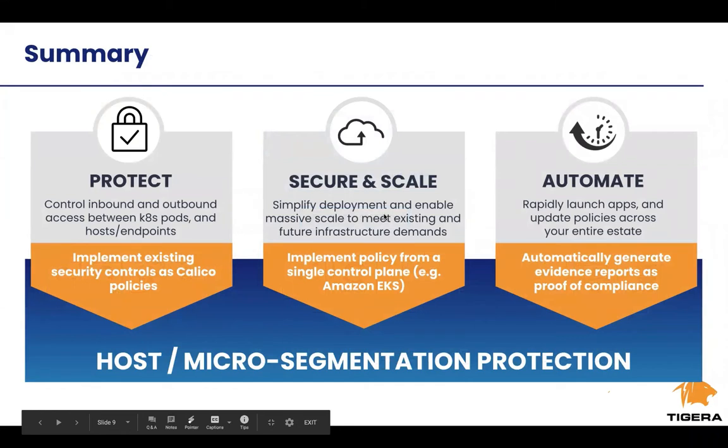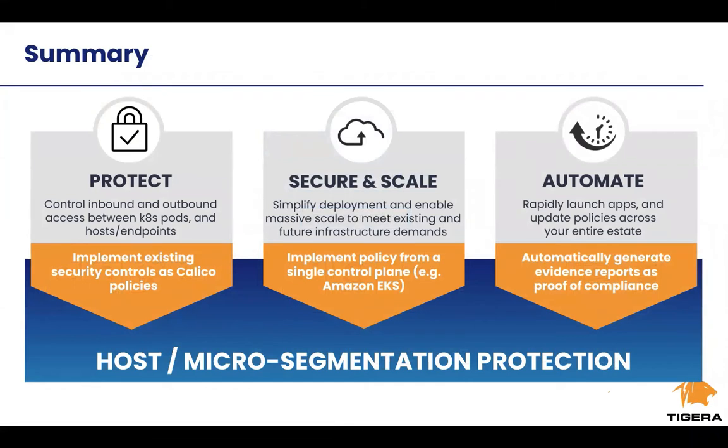So just in summary, Calico host micro-segmentation protection allows you to implement your existing security controls as Calico policies. It implements policy from a single control plane. Today, we're going to be using Amazon EKS as the control plane, and it will automatically generate evidence reports as proof of compliance to your network policies that you define as Calico policies.